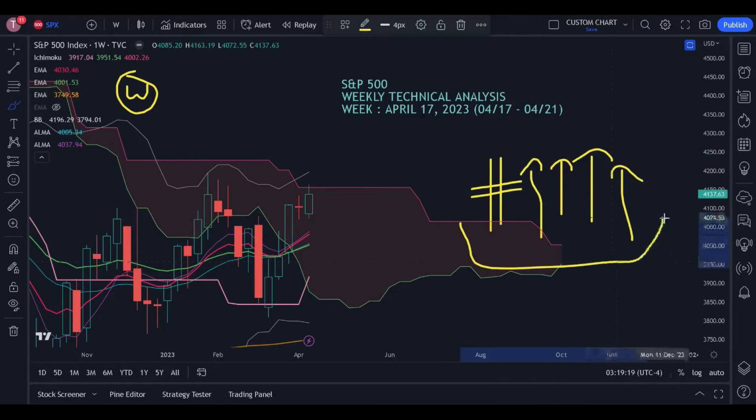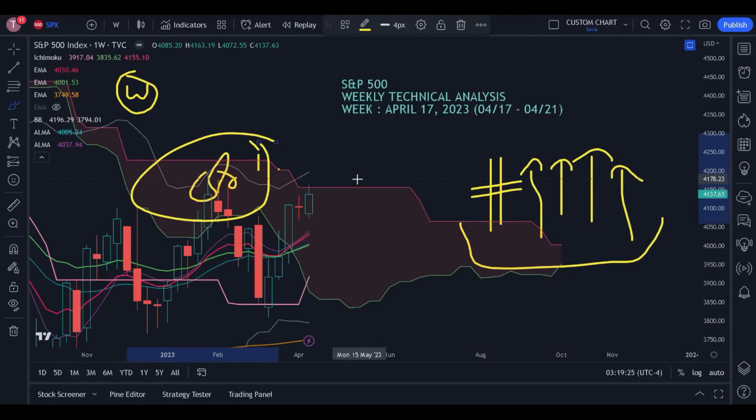So what does it indicate? This indicates that the S&P 500 is about 80% bullish on the weekly chart. 80%, okay, not absolutely bullish, not 90%, it is 80% bullish. The reason is that it failed to clear the Ichimoku cloud on the weekly chart. That is the reason, right? So what does this 80% bullish indicate?